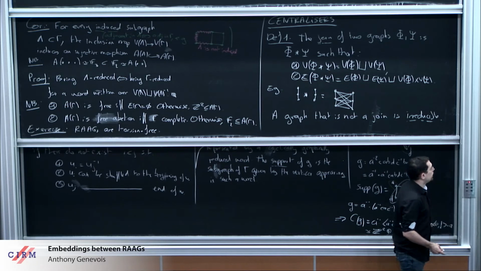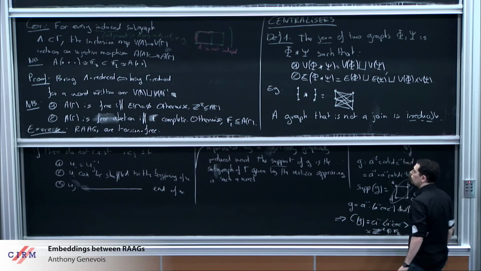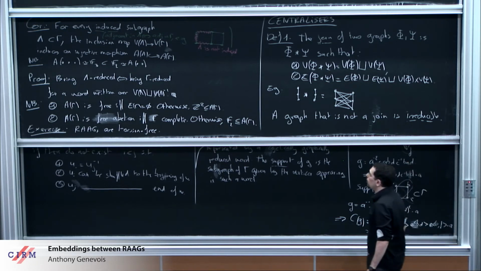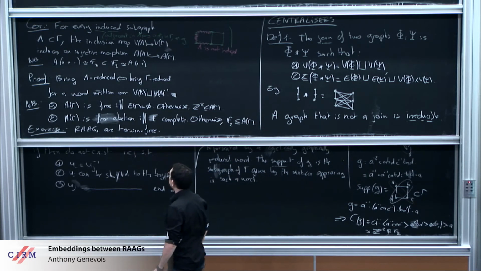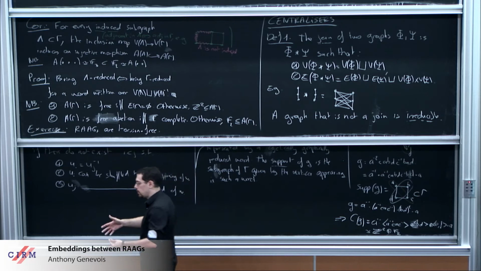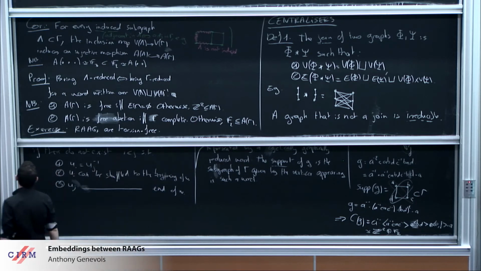Okay. And so we already saw one sufficient condition, which is just an embedding of graphs. So an embedding of graphs gives you an embedding of groups. And we also saw that the converse is not true in general.